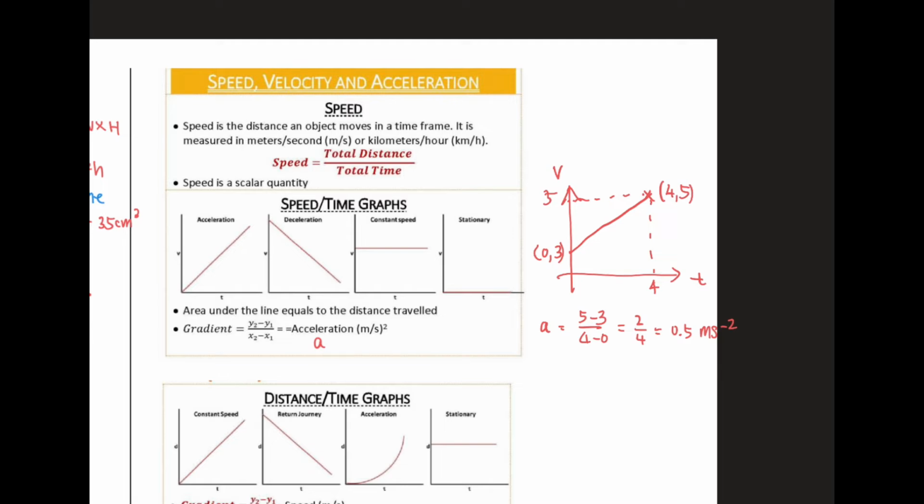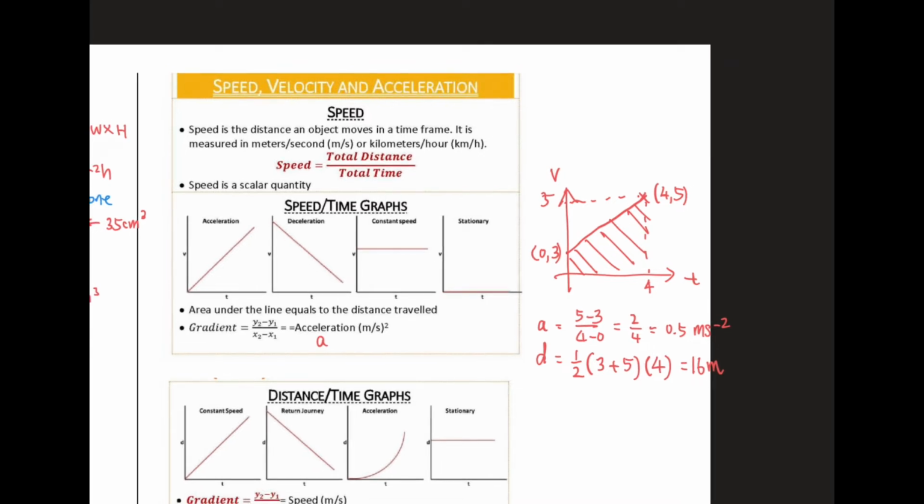Okay, so if you go and count the area, which is the trapezium, the area represents the distance. Distance is 1 over 2, add up the parallel sides, 3 plus 5, multiply with the width, which is 4, and then you get 16. So that is the distance. Okay. So the gradient is always the acceleration.